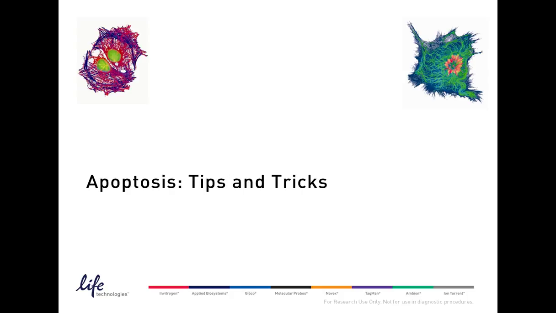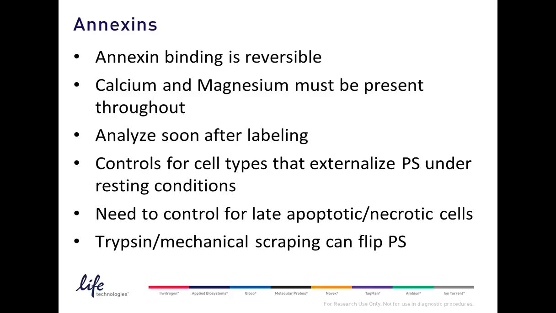Okay, so just to finish up very briefly, the tips and tricks. It's a little bit difficult to give tips and tricks for apoptosis. Most of these probes require some degree of optimization in your cell type of choice, and that's often just the means by which you induce apoptosis. But we'll try and go over as much as we can.